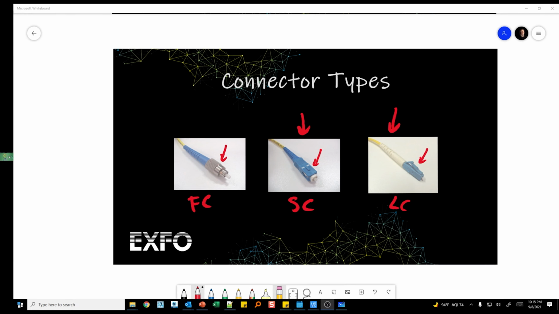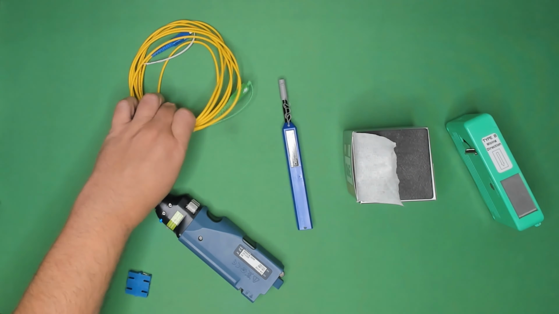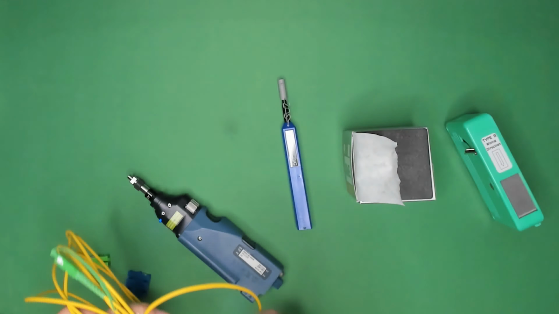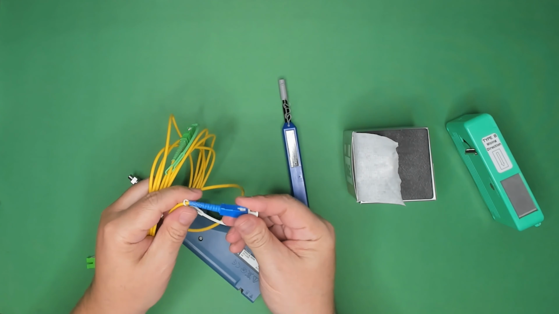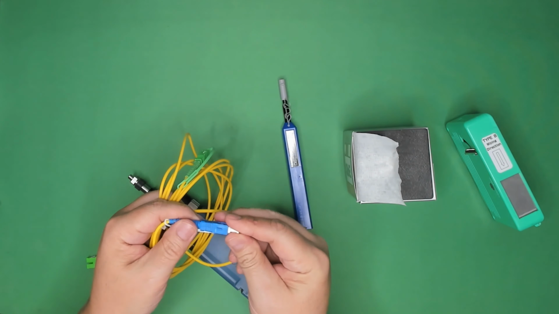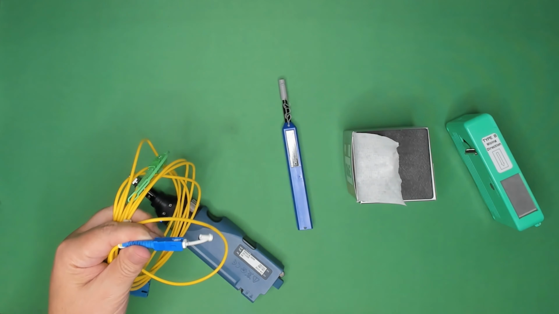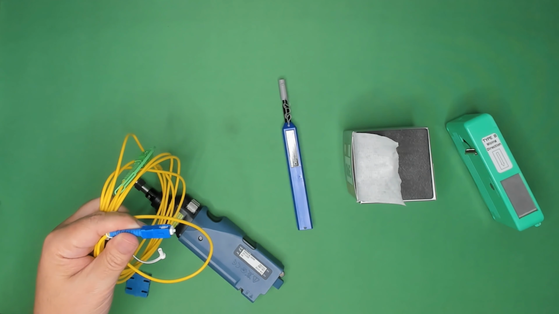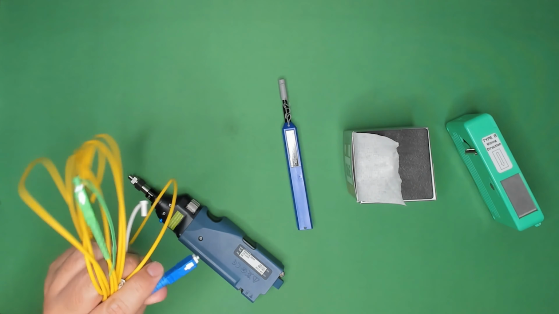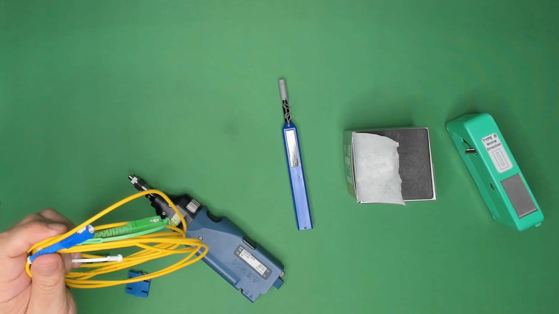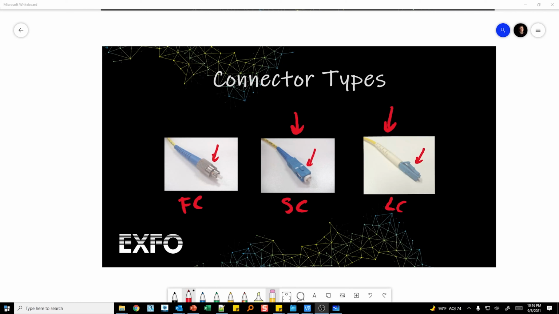And to kind of give you an idea of what some of them might look like, I have a piece of fiber here, and this one has an SC connector on it. It has a 2.5 millimeter ferrule, where the LC actually has a 1.25 millimeter ferrule, so you see it's a little bit smaller. We'll come back to the color codes in a second. But this is essentially what we're seeing for the most common types of connectors.